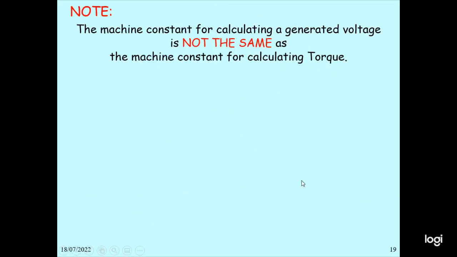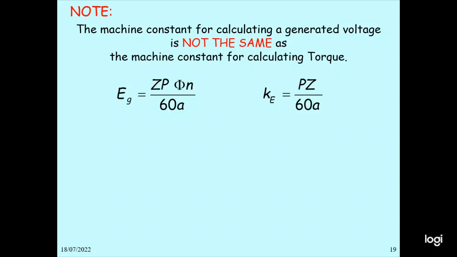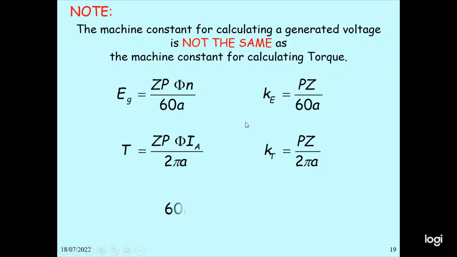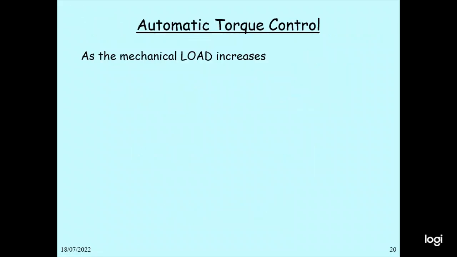So the machine constant for calculating the generated voltage is not the same as the machine constant for calculating torque. So Eg is equal to ZφPN divided by 60A, so Ke equals PZ by 60A. Then for torque, T equals ZφP Ia by 2πA, Kt equals PZ by 2πA. So Ke equals 2π by 60 Kt, so PZ by A.